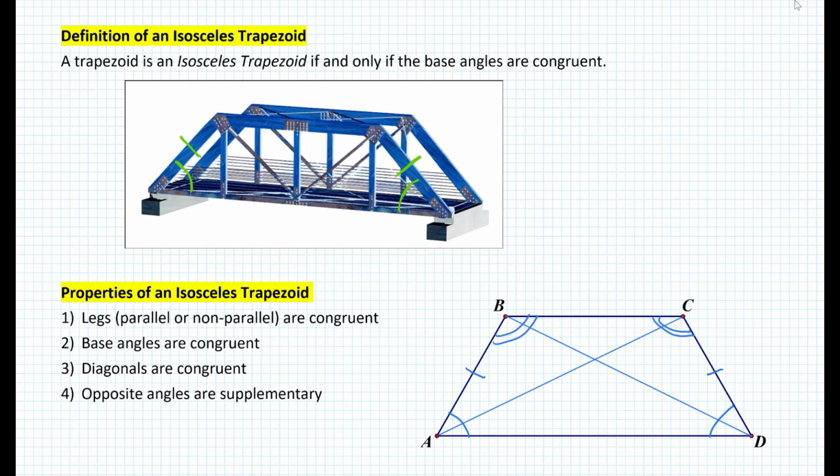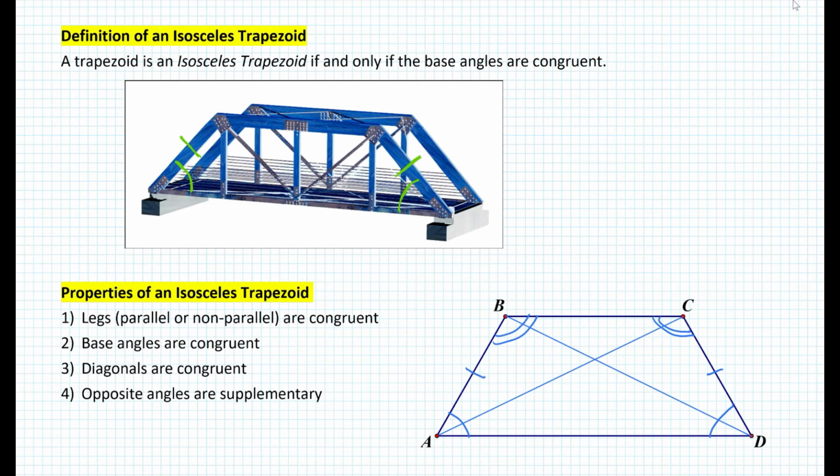So this is basically it for the definitions of the trapezoids and the isosceles trapezoid, and the properties of an isosceles trapezoid. Now, as we did in the previous lessons, we want to prove these properties as well, so we can claim that they are always true. We don't really need to prove the first two, that the legs are congruent and the base angles are congruent, because these are part of the definition. However, we can definitely prove that the diagonals are congruent and that the opposite angles are supplementary.